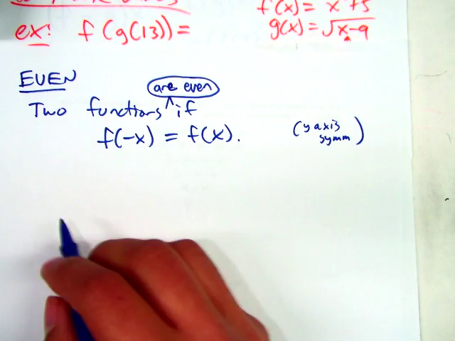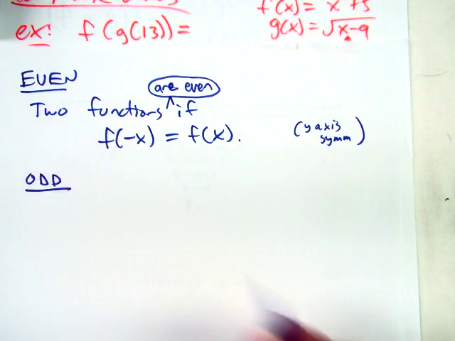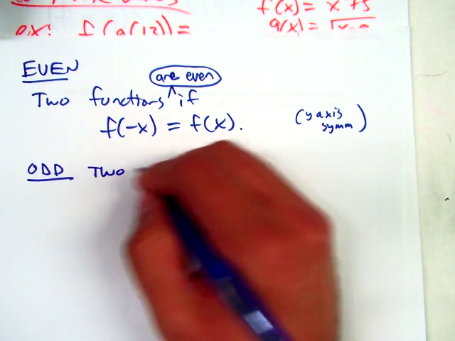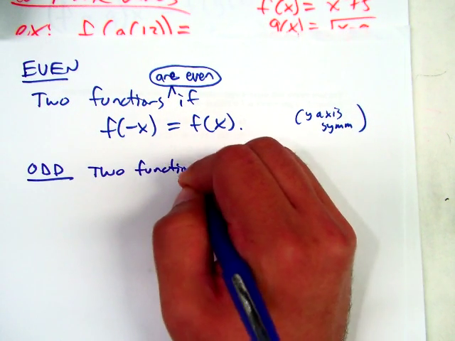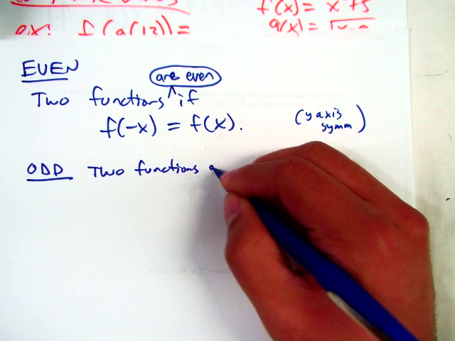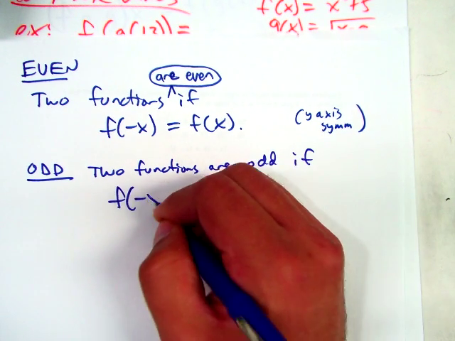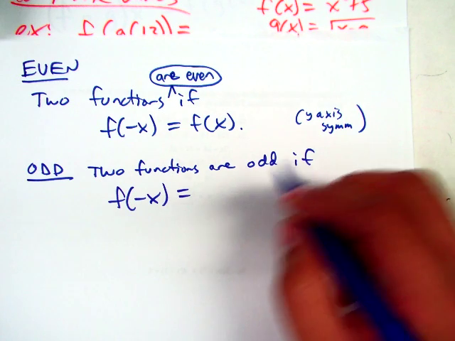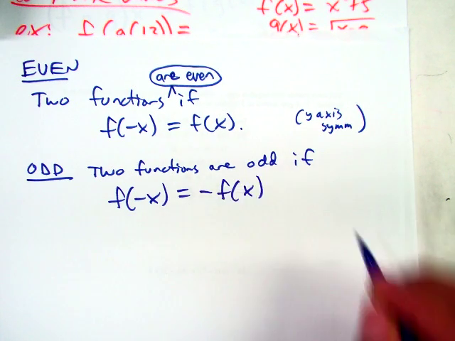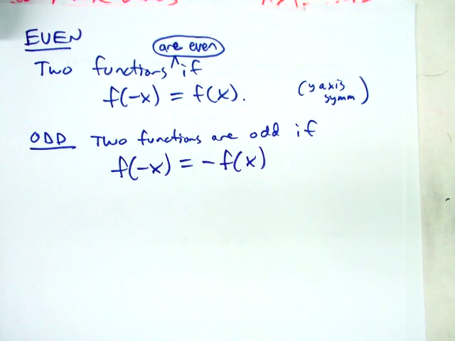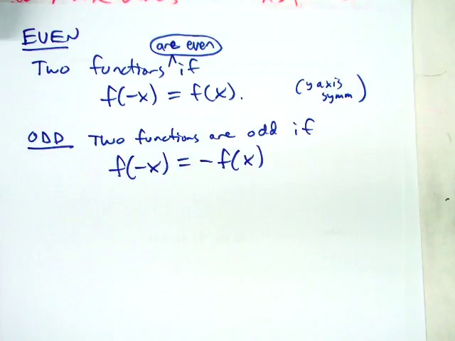So, odd. Same idea. Two functions are odd if, when you plug in negative x, you don't get f of x, but you get the opposite of f of x. Okay, so these are the definitions for even and odd. And here's how you work with them.